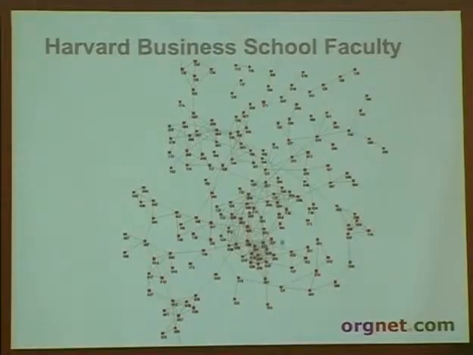There's a cluster down here, and another cluster here, another cluster here, and then a cluster way out here. So if you're trying to figure out a business school to go to, and the professors in the particular discipline that you're interested in are up here, maybe Harvard's not the place for you to go. But if the people you're interested in taking classes from are down here or down here, they're much more central, much more focused, maybe Harvard's the right place for you.